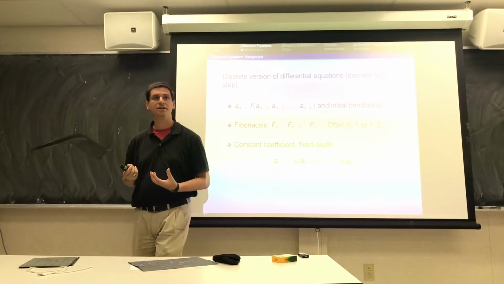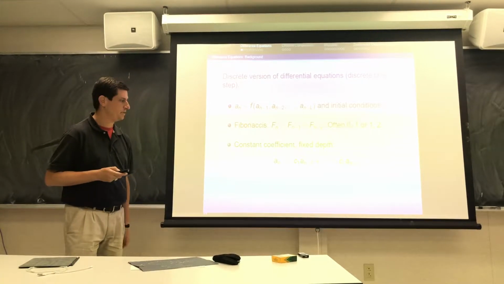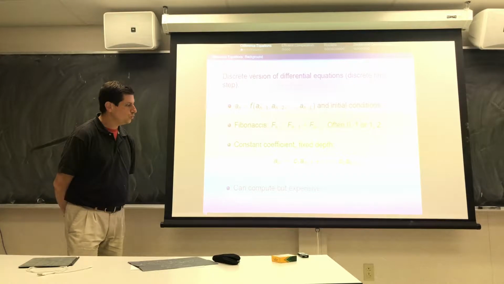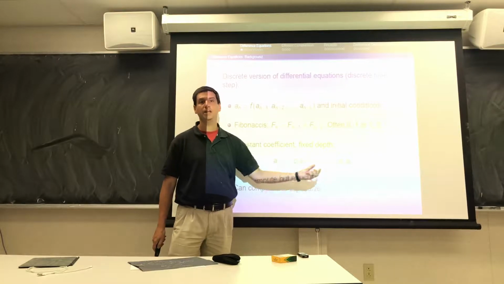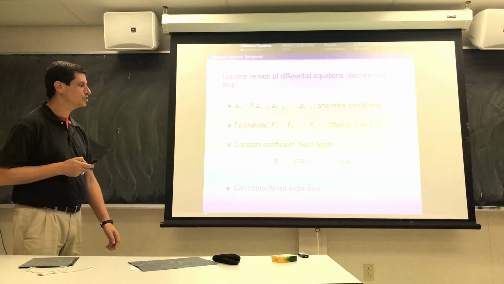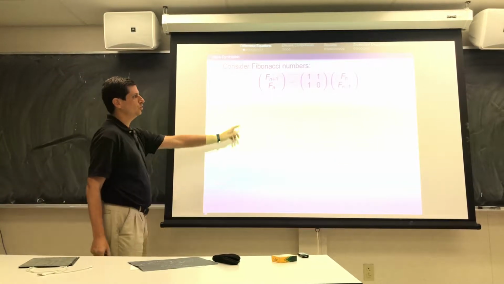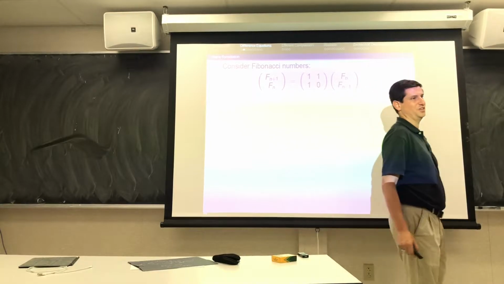So the goal of this class is to develop a theory to allow you to model things and understand what's happening. So we can compute, but it's expensive. If I wanted to calculate the millionth Fibonacci number, I could just keep iterating and marching down. So one of the themes is how do you do things quickly and efficiently? Linear algebra was supposed to be a prerequisite. I want to actually show you that linear algebra is good for things.